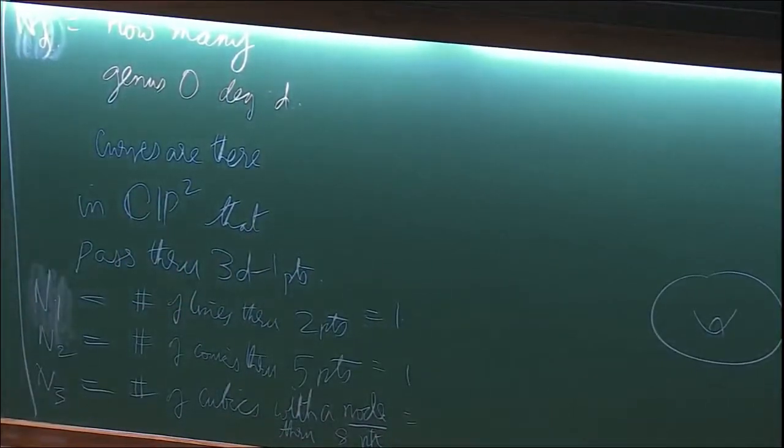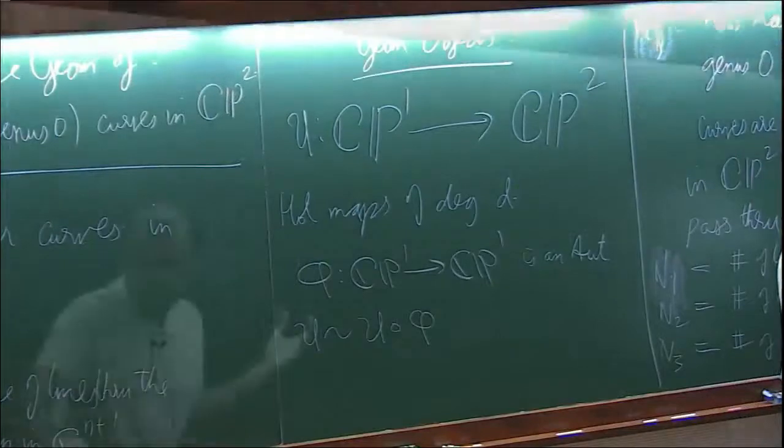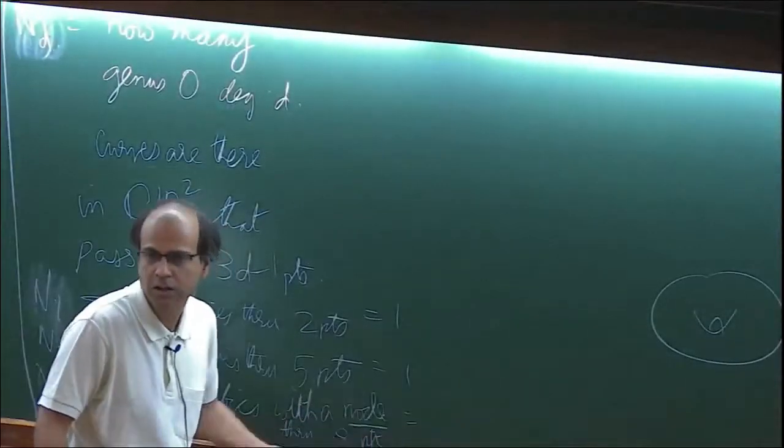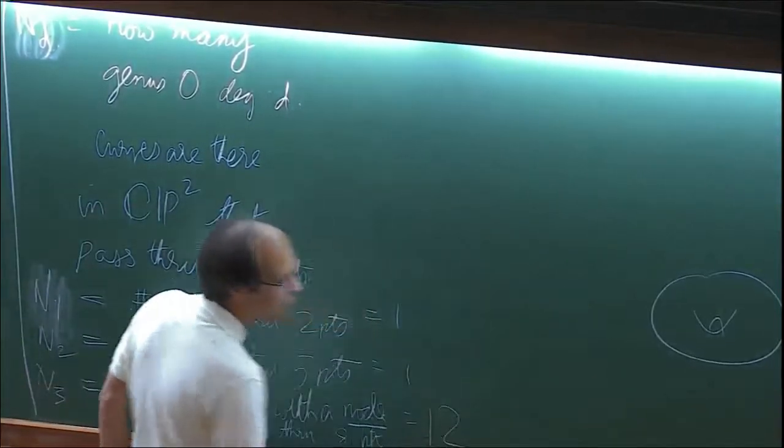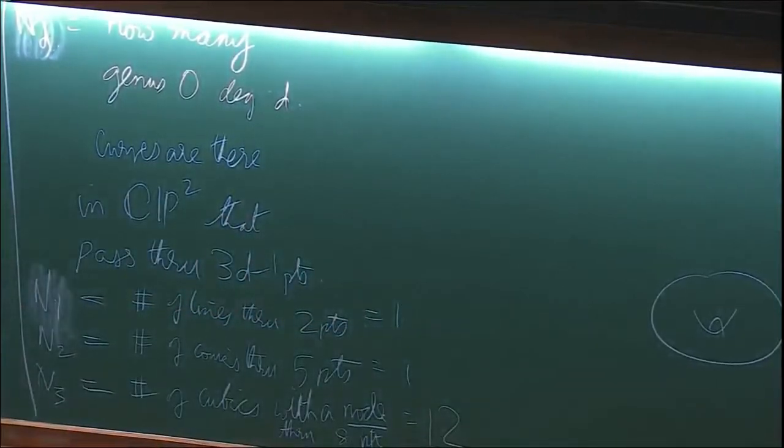Whichever way you want to think of it, as maps or as the zero set of polynomials, and ask it to have a node, either way, it is a highly non-trivial question. This number is actually 12, and this soon gets out of hand. N4 would be the number of irreducible quartics with 3 nodes and so on. This question very soon gets out of hand.